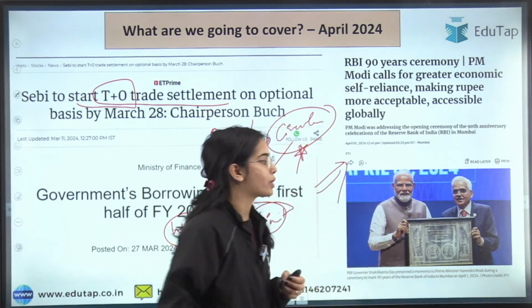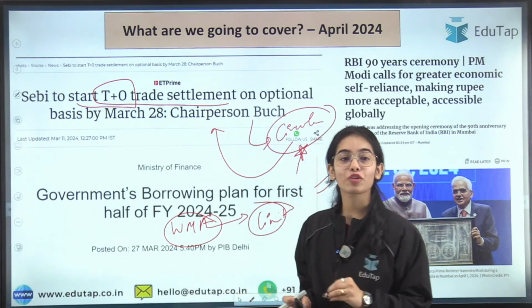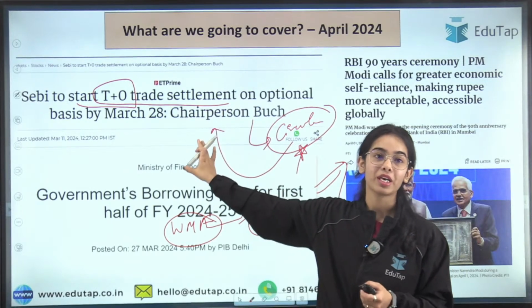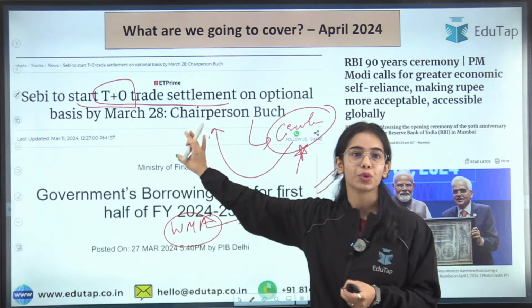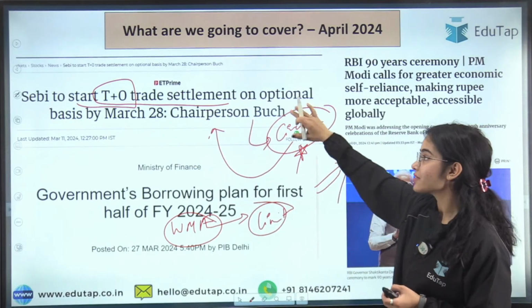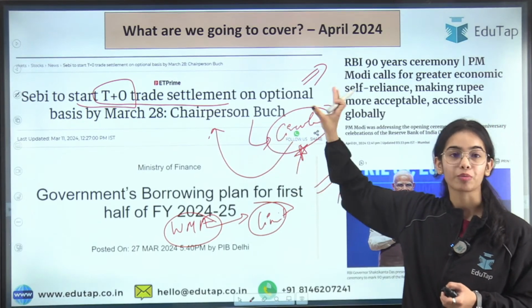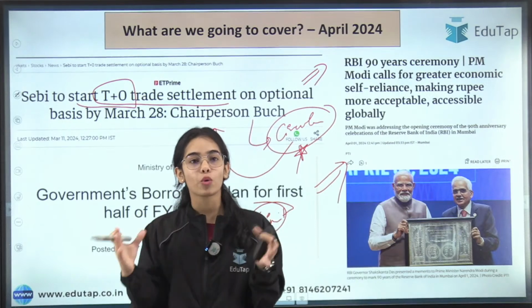We will discuss what this ceremony is, and these three news articles are very important from your exam perspective, as you have seen that in the RBI Grade B examination, questions have been asked from SEBI also. Simple questions from SEBI, and for the SEBI Grade A examination also, this news article is important. So we will discuss what these whole news articles are.